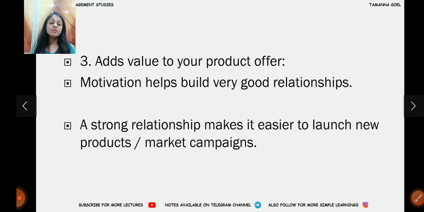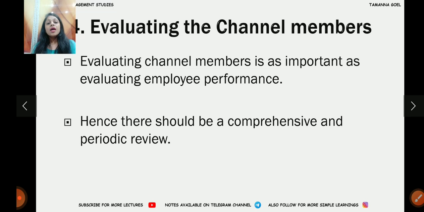So motivation helps build very good relationships, and these relationships will also help you launch a new product or a marketing campaign. You must have seen whenever a new iPhone or a new Samsung phone comes into the market, it is everywhere in the market. Everybody is talking about them because they have very, very good relationships with their intermediaries. So that's very important. Then, we have done selecting the channel members, we have done training the channel members, we have done motivating the channel members.